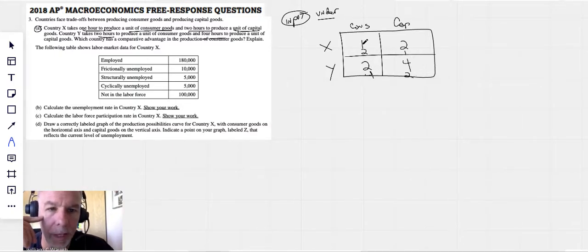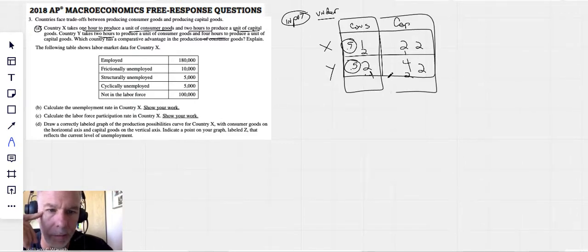Now we just do our math. 1 over 2 is 0.5. Obviously, 2 over 1 is 2. 2 over 4 is 0.5. 4 over 2 is 2. Then we're going to look in the columns like we always do. And we can see that the opportunity cost is the same for not only X, but Y for consumer goods. And then we look in the column over here for capital goods, and we can see that 2 is the opportunity cost. They are the same.